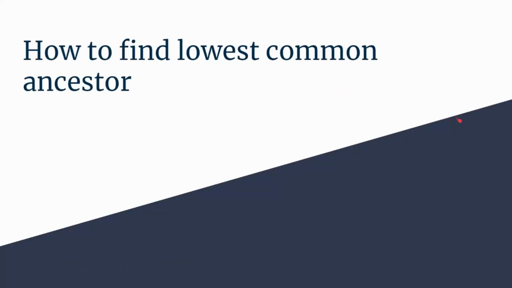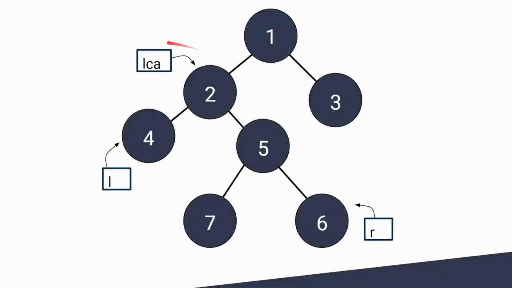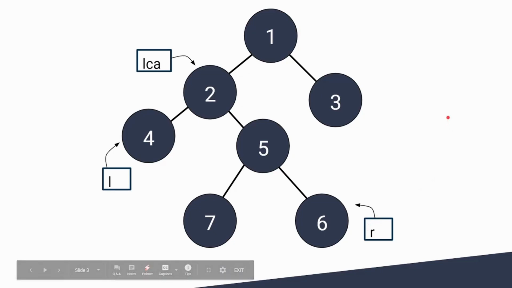How to find the lowest common ancestor. Problem statement: the input is a tree, the left value, which would be called L, which is 4, and the right value, which is 6. The output would be the lowest common ancestor, which is 2. So this would be the lowest common ancestor, this would be the left value, and this would be the right value.